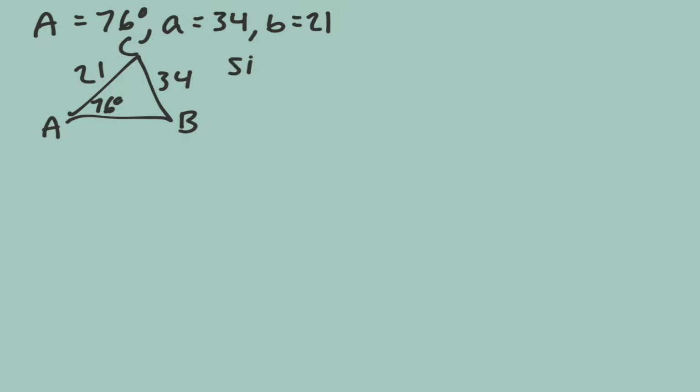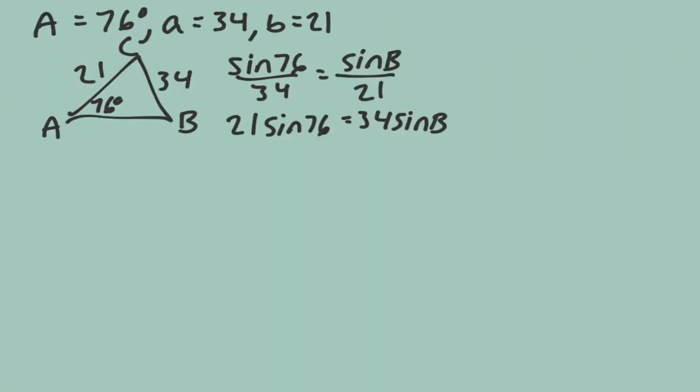We can start by doing the law of sines. Sine of 76 over 34 equals sine of b over 21. Remember, b is capital because we're talking about an angle. We want b by itself. Remember, we can't divide by 34 sine, it would have to be the sine of something, but we can divide both sides by 34.